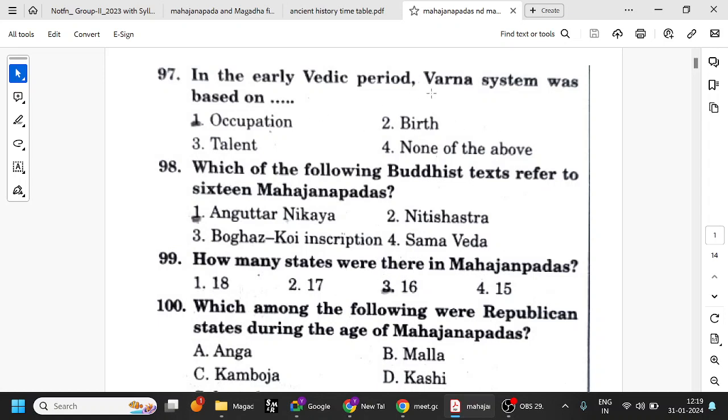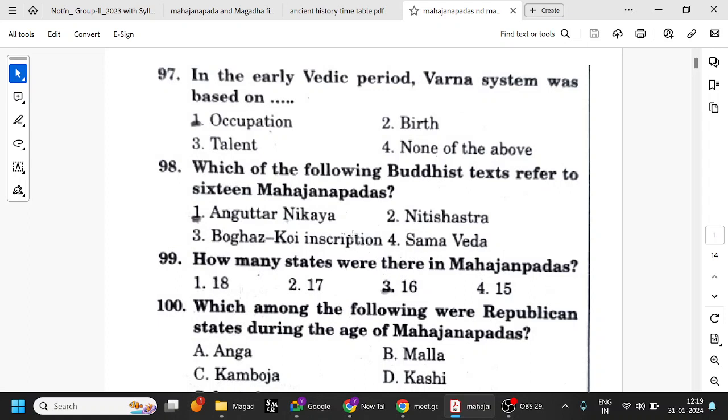In the early Vedic period, the Varna system was based on occupation. We have already seen multiple times that in the early Vedic period it was completely based on occupation. Later, it became by birth. Which of the following Buddhist texts refer to the 16 Mahajanapadas? Anguttara Nikaya. We have already seen many times that Anguttara Nikaya is a Buddhist text which mentions the 16 Mahajanapadas. And Samaveda, Rigveda, Atharva Veda, Yajurveda belong to the Vedic age.